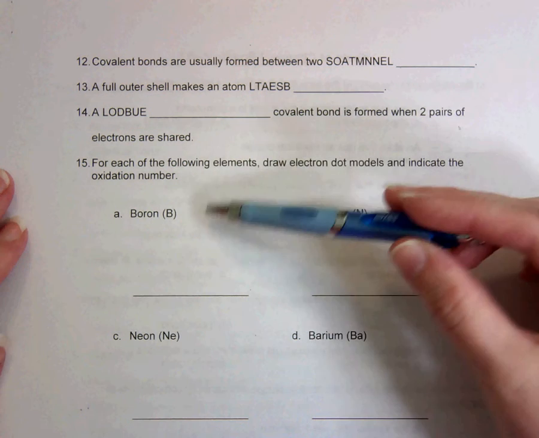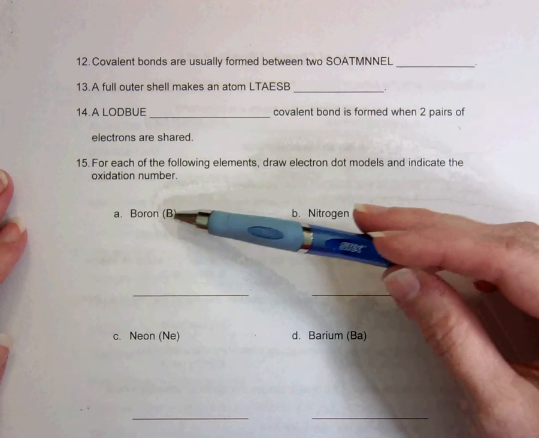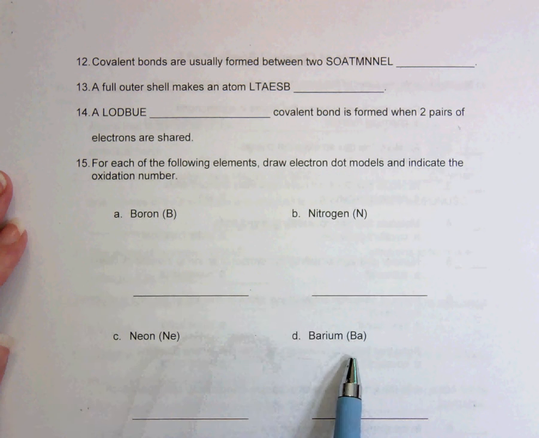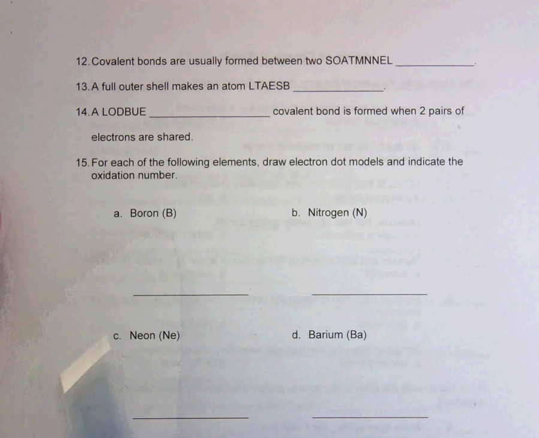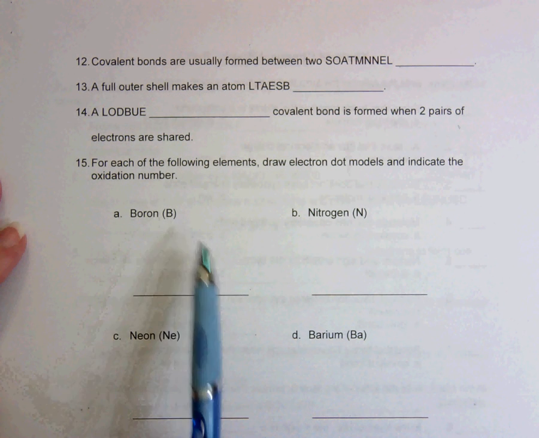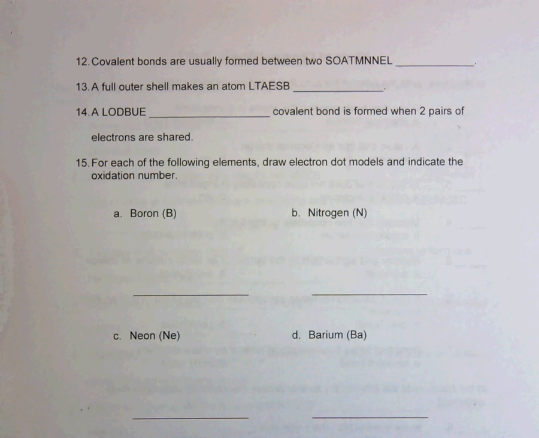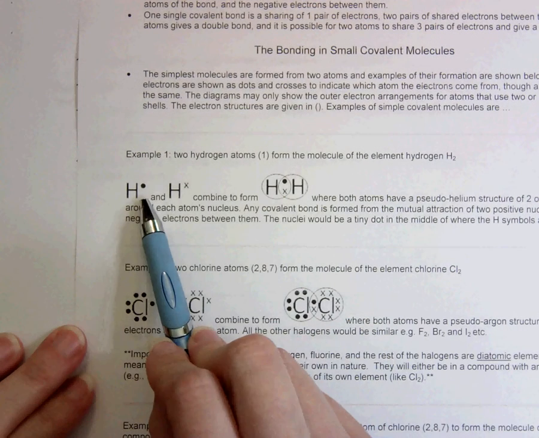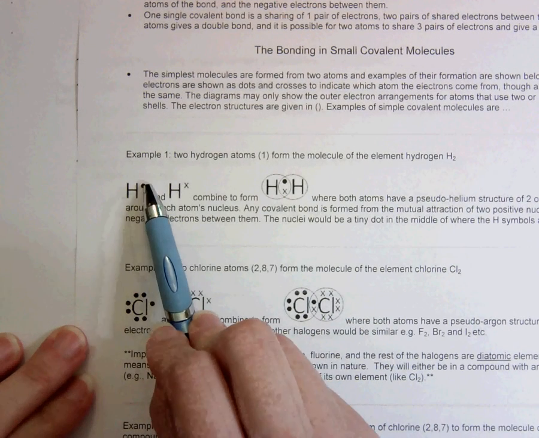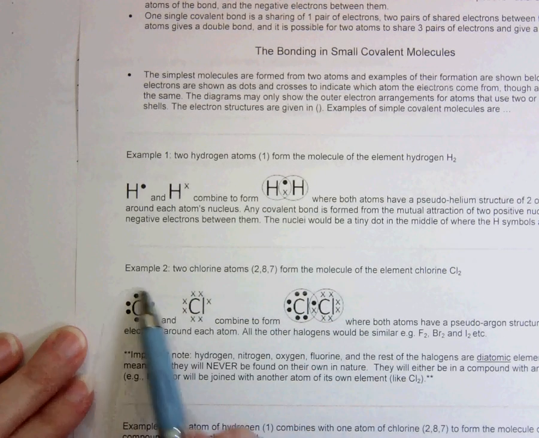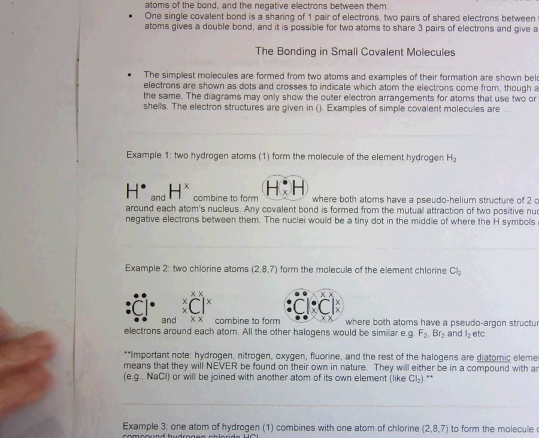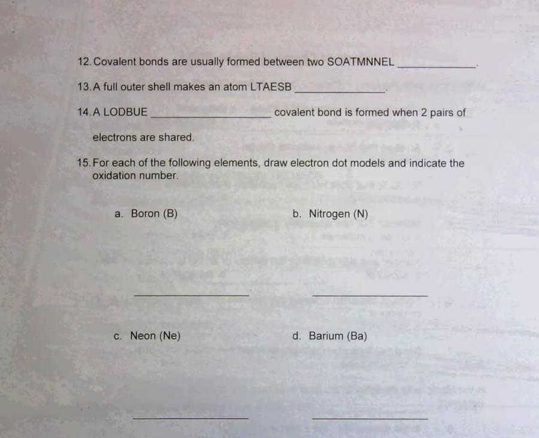When you get to number 15, however, the first thing you're going to do is draw dot diagrams of these 4 atoms. And remember, the dot diagram has the element symbol with dots around it that show the number of valence electrons. So an example of this is in your reading materials. Here's hydrogen's dot diagram, an H with 1 dot because it's in group 1, chlorine with 7 dots because it's in group 17, and so on. So make sure that you put the element symbol and the correct number of dots around it.